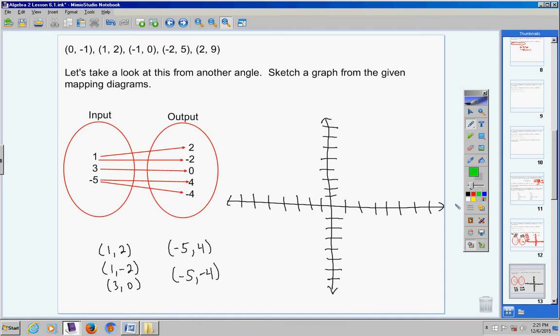Let's go ahead and plot these points. 1, 2, over 1, up 2. 1, negative 2. So positive 1, negative 2. 3, 0, over 3, up and down 0. Negative 5, 4. 1, 2, 3, 4, 5. Negative 5, 4. And negative 5, negative 4 right here. There we go. Okay, and that's it. So once again, we're practicing taking inputs and outputs and plotting them on a coordinate plane. Not too difficult at all. Okay, students, all right, moving on.